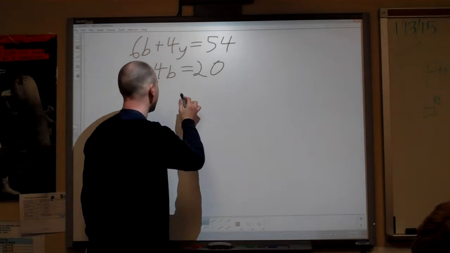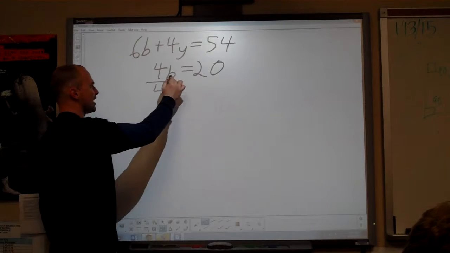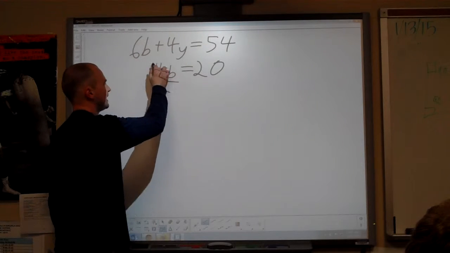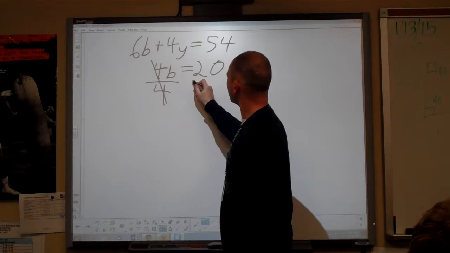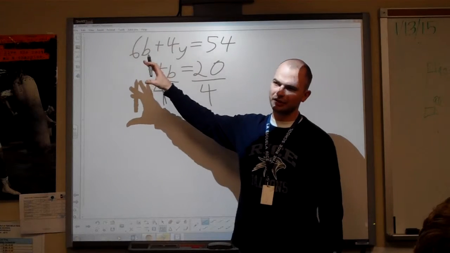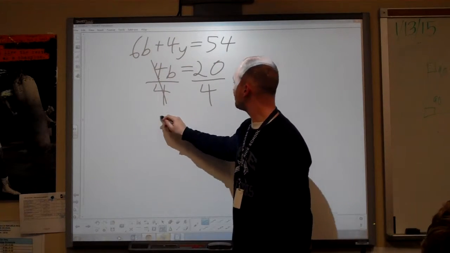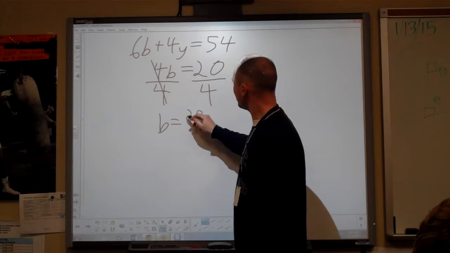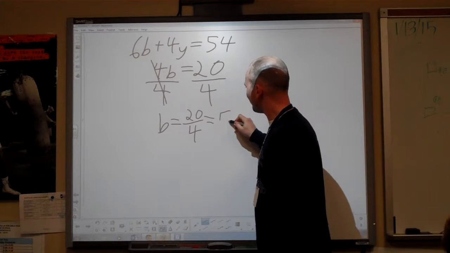In order to get rid of this times 4, I'm going to divide by 4. Anything times 4 divided by 4, they cancel out. But if I'm going to divide this side by 4, I've got to also divide this side by 4 to keep it equal. Whatever I do to the left side, I've got to do to the right side to keep it equal. So I've got b equals 20 over 4, which is 5.